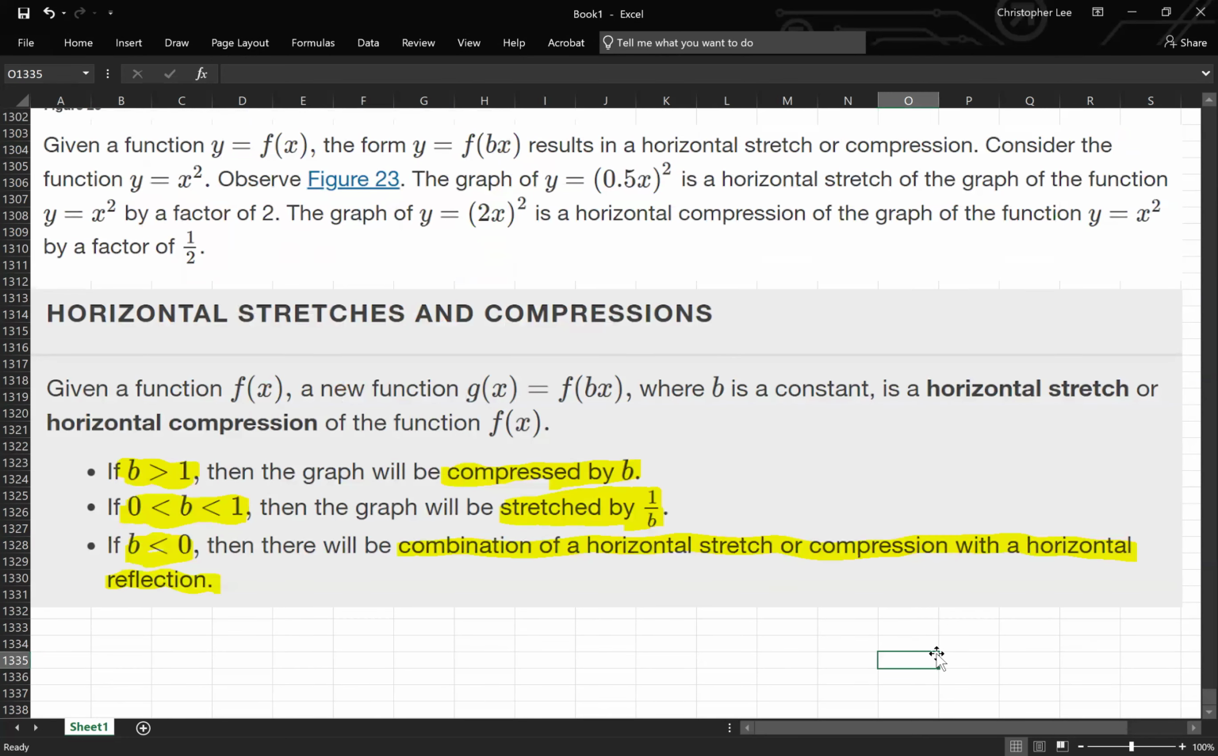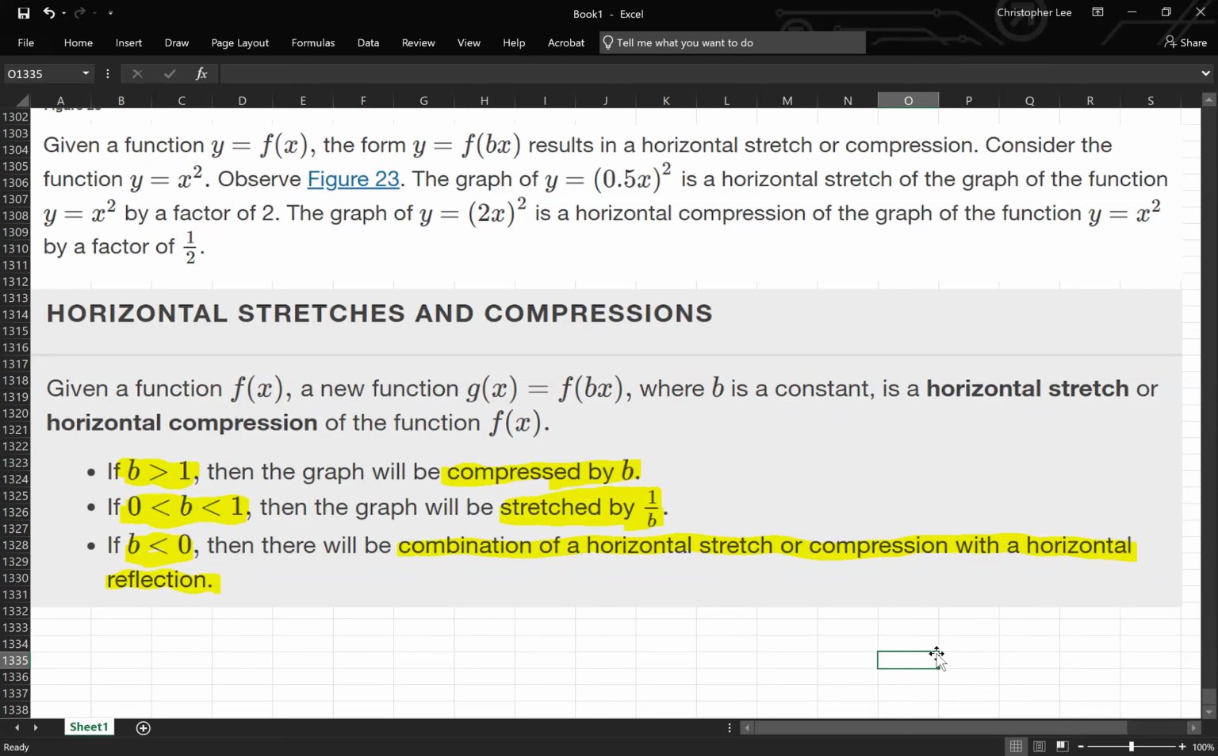So horizontal stretches and compression. Given a function f of x, a new function g of x equal to f of bx, where b is a constant, is a horizontal stretch or horizontal compression of a function. If b is greater than 1, then the graph will be compressed by b. If b is between 0 and 1, like a fraction or a decimal, it's going to be stretched by a factor of 1 over b.